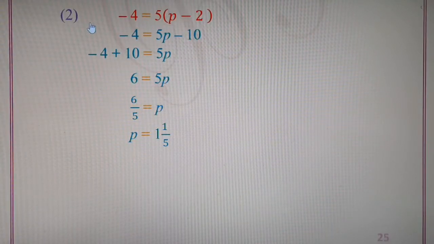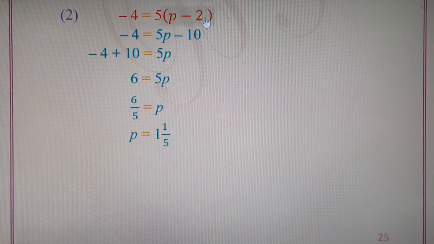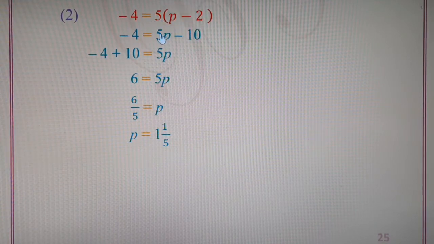Let's go to the second sub question. Main question 3, sub question 2. Minus 4 is equal to 5, open bracket p minus 2, close bracket. So here 5 is multiplied with the bracket and will be distributed with p as well as with 2. 5 is multiplied with p and 5 is multiplied with 2, and we will get 5p minus 10.